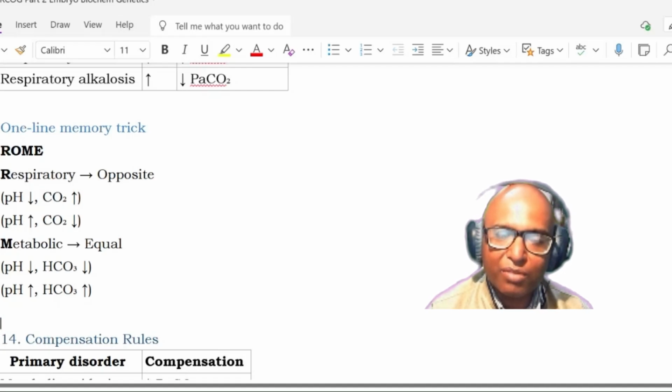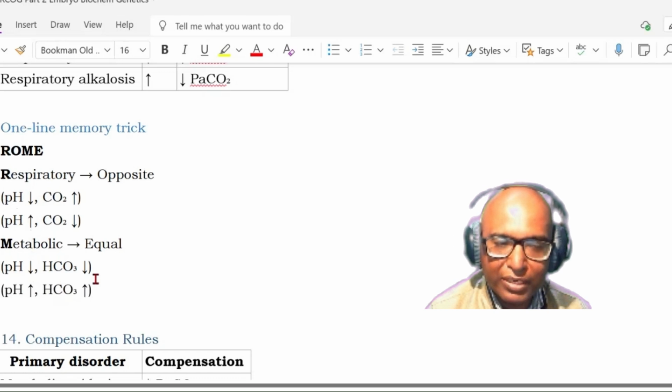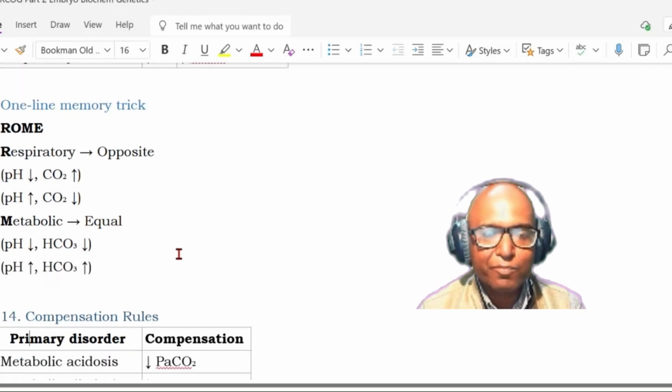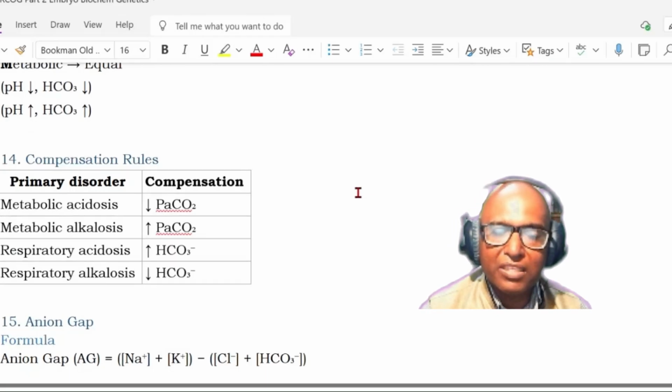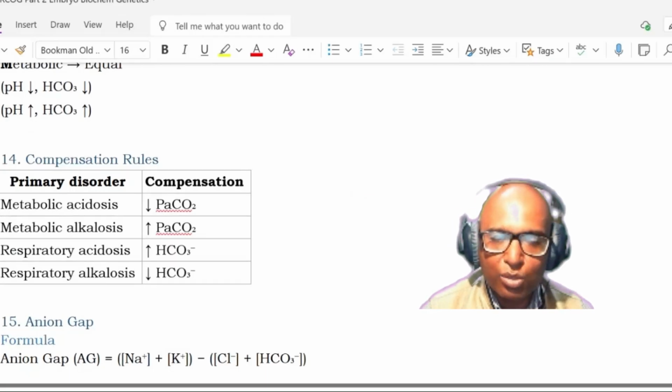Whether it is metabolic or respiratory, and whether it is acidosis or alkalosis, you will come to know by looking at the pH. But whether it is respiratory or metabolic, depending upon these changes, you will come to know whether they are going in the same direction or in the opposite direction. Now let us see what happens when there is acidosis or alkalosis.